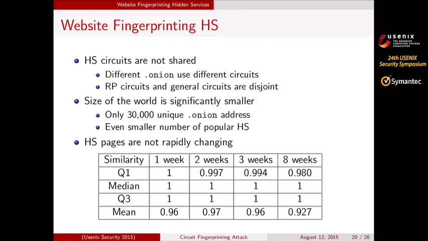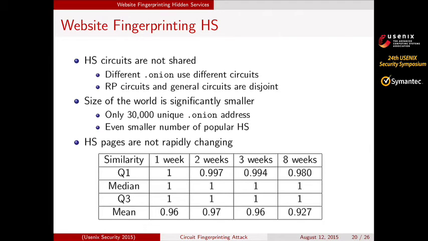And finally, hidden service pages really don't change very much. To demonstrate this point, we downloaded the website content over 8 weeks and measured the similarity over the weeks. 1 means that they're identical, and 0 means that they're totally different. Over the 8 weeks, more than 50% of the websites stayed exactly the same. This makes sense because the things that usually cause websites to change, like user behavior or location-based data, are not available to Tor hidden services, because users should be anonymous and location should be unknown.